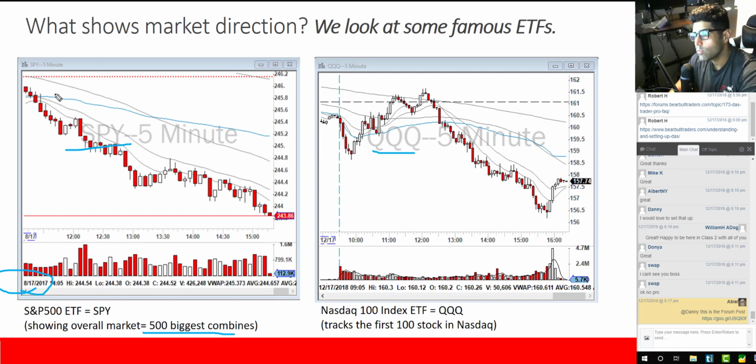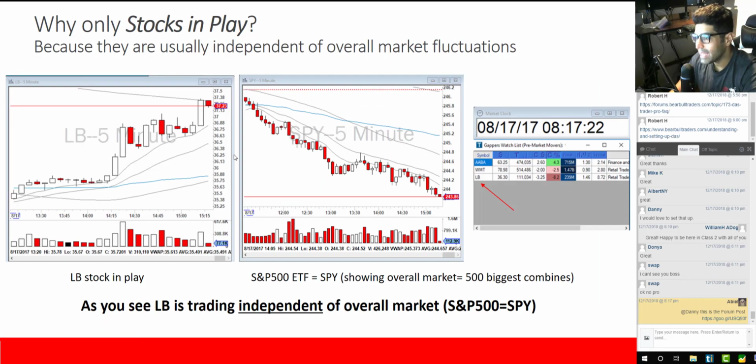So when they say the market is selling off, probably one of the indexes they're talking about is the SPY. But does it mean that every stock in the market is selling off? Not necessarily, because on that particular day, back in August 2017, when the market was selling off, we did have a stock that gapped down 8% in the pre-market. So by 8 o'clock in the morning, we had something that gapped down 8%. But during the day, while the market was selling off, we had this LB going up.